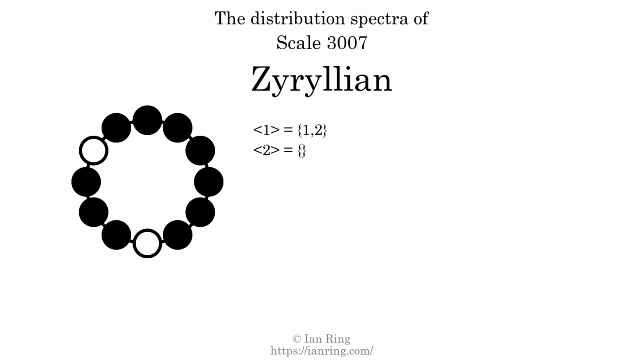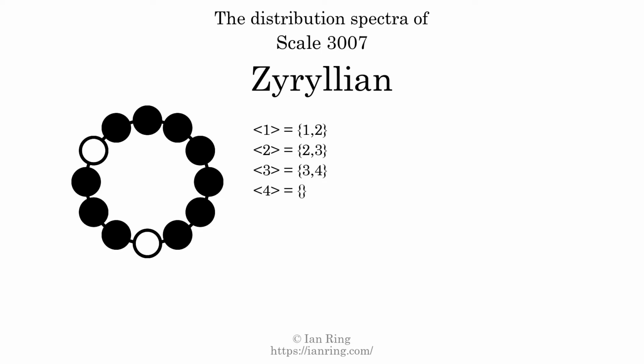The generic interval of two scale steps comes in two different specific interval sizes, 2 semitones and 3 semitones. The spectrum width of this generic interval is 1. The generic interval of 3 scale steps comes in two different specific interval sizes, 3 semitones and 4 semitones. The spectrum width of this generic interval is 1.